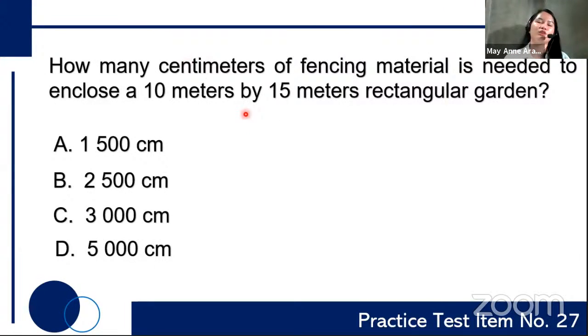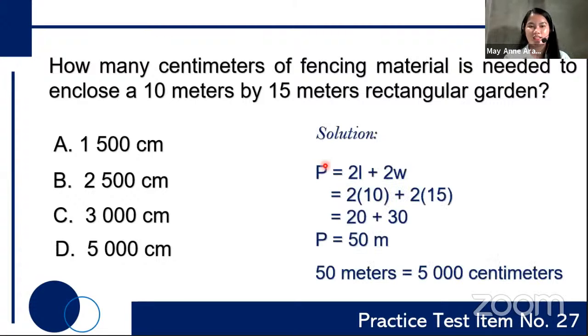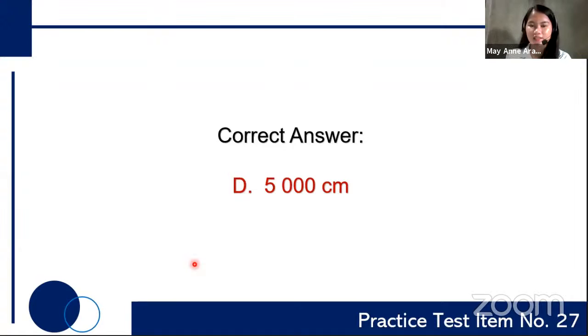Okay, again, the question is in centimeters, but the given is in meters. Oh, two different answers, A and B. Let us have the solution. Wait. Okay, we know that to enclose, we will solve for the perimeter. And since it's a rectangular garden, the formula for the perimeter is 2L plus 2W, or twice the length plus twice the width. So given 10 meters by 15 meters, you have 20 plus 30, that is 50 meters. Then don't forget now that we need to convert this answer to centimeters. So 50 meters is equal to 5,000 centimeters. What's the answer? Letter D, 5,000 centimeters. Now don't forget to convert.